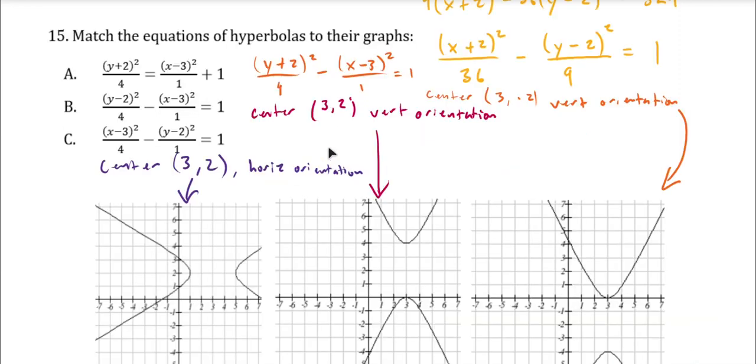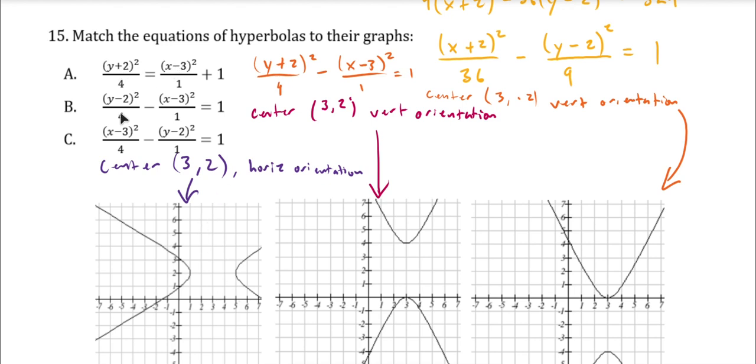The next two problems are pattern matching problems. We want to see, first of all, what is the orientation and what is the center of these graphs, and that's enough to distinguish them. This one has a center at 3 minus 2, and it has vertical orientation. The only one like that is the first one, where y is our positive quantity, and we are at 3 minus 2 for our center.